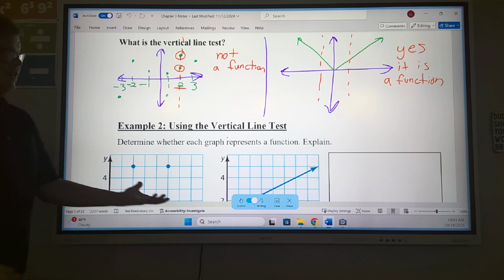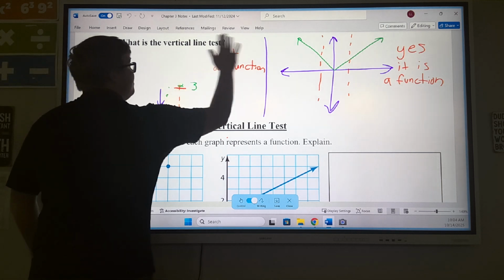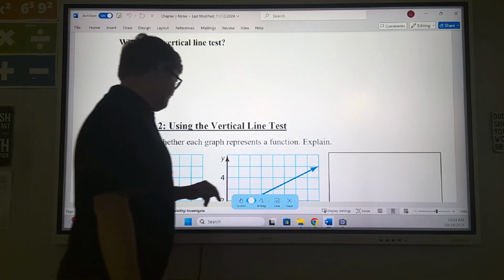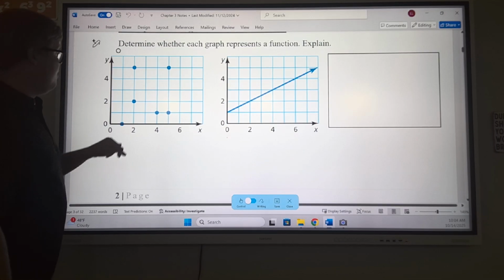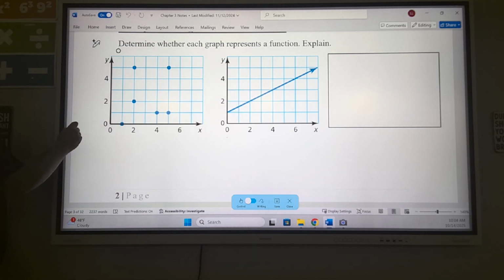So that's what the vertical line test is used for. We're going to try it out on a couple of these graphs down below. Okay, so we have a graph here and here. It's 2 different graphs. So we look at the first graph. We need to check to see if it passes the vertical line test.